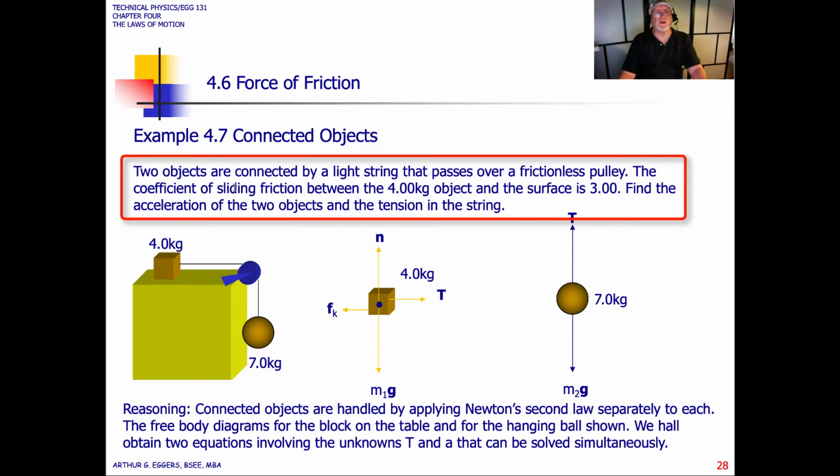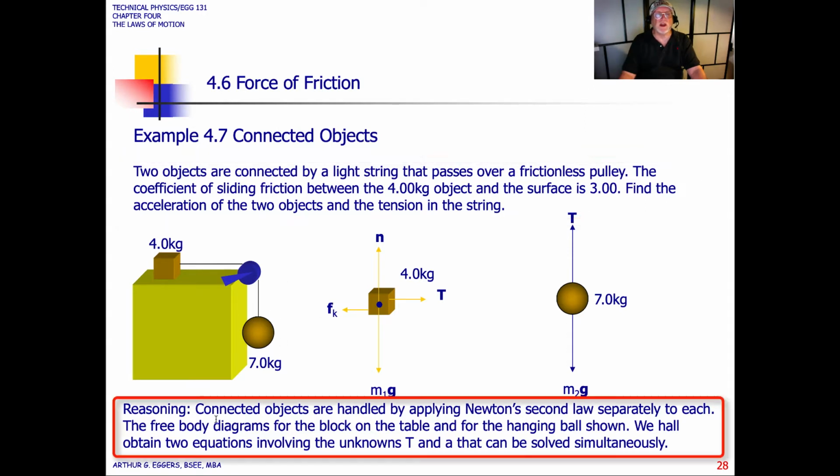The coefficient of sliding friction between the 4 kg object, that's the box on top of the surface here, and the surface is 0.3. Find the acceleration of the two objects and the tension in the string. So as the 7 kg weight is dropping, it's pulling along the box across the surface. So we've got some friction on the surface.